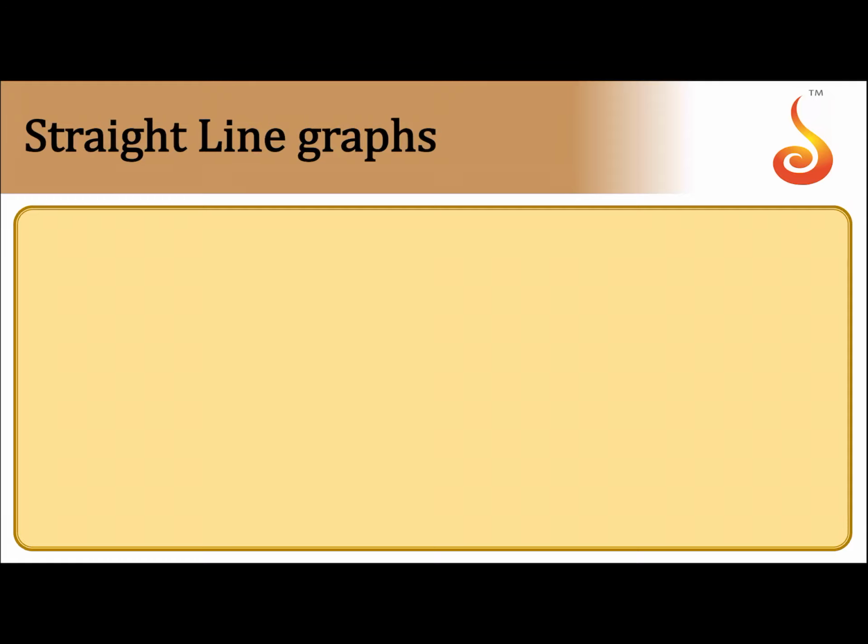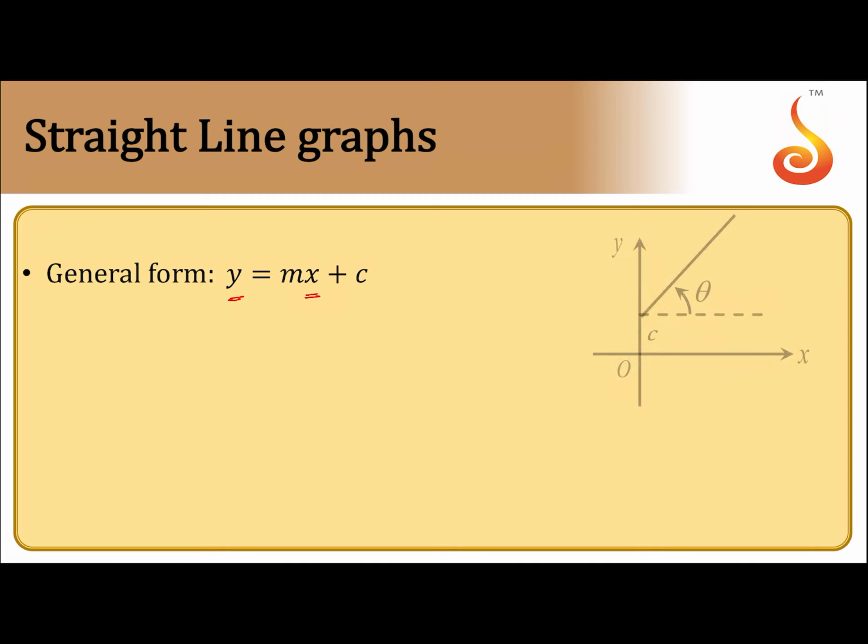Okay, what is a straight line graph? In general, any curve which is in the form of a straight line represents a linear graph or a straight line graph. So, what is its general form? The general form is given by y = mx + c, where y is the y coordinate, x is the x coordinate.